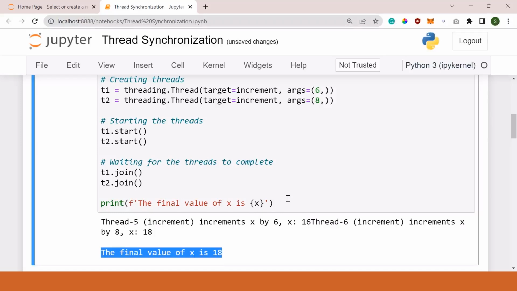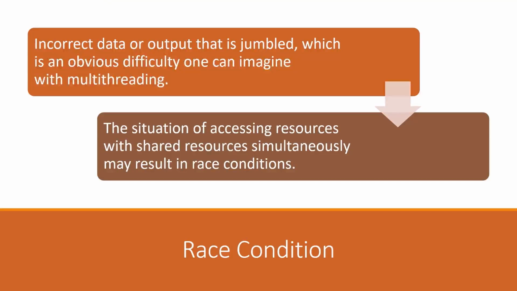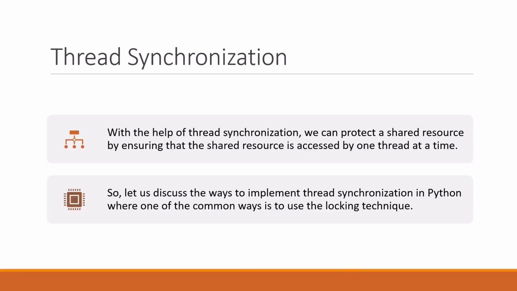What actually should be done in this program is that if thread 5 is incrementing the value of x by 6, then we get the value of x as 16, and then thread 6 should increment the value of 16 by 8 and return the result, which should be 24. But we are not getting that result because of the race condition. Now to overcome this race condition, we generally utilize the concept of thread synchronization in Python. So let us discuss that.